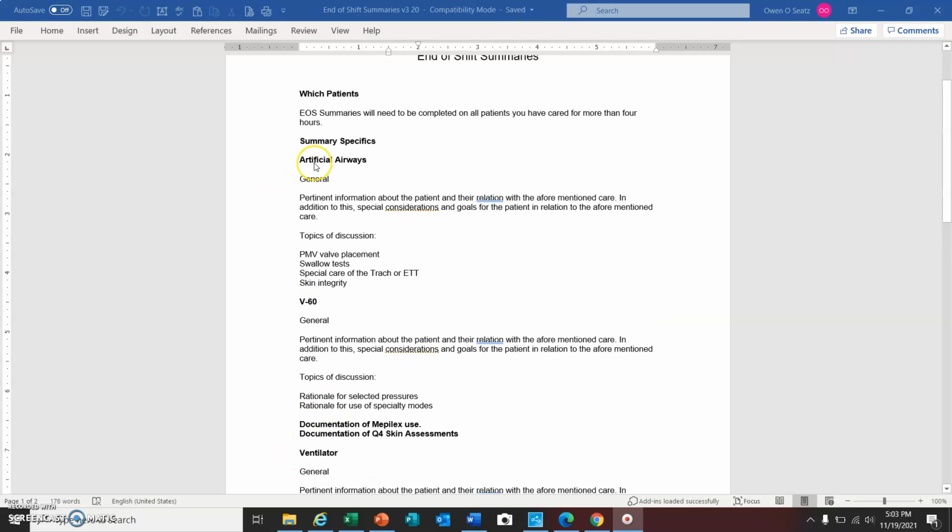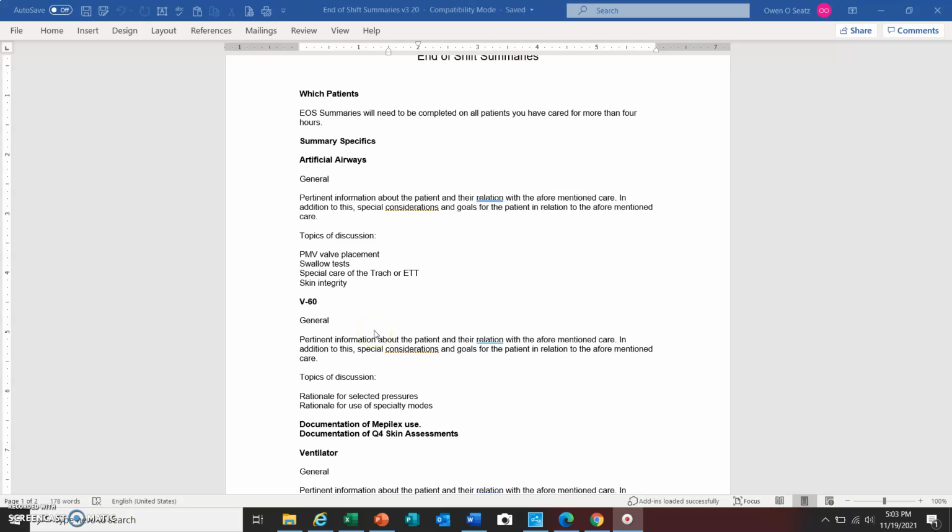So when it comes to your artificial airway patients in general, you need to put in pertinent information about the patient and the relation with the aforementioned care. In addition to this, special considerations and goals for the patient in relation to the aforementioned care need to be discussed here. So we have PMV trials, swallow tests, specialty care of the trach or the endotracheal tube, and then skin integrity issues need to be mentioned in the artificial airway.